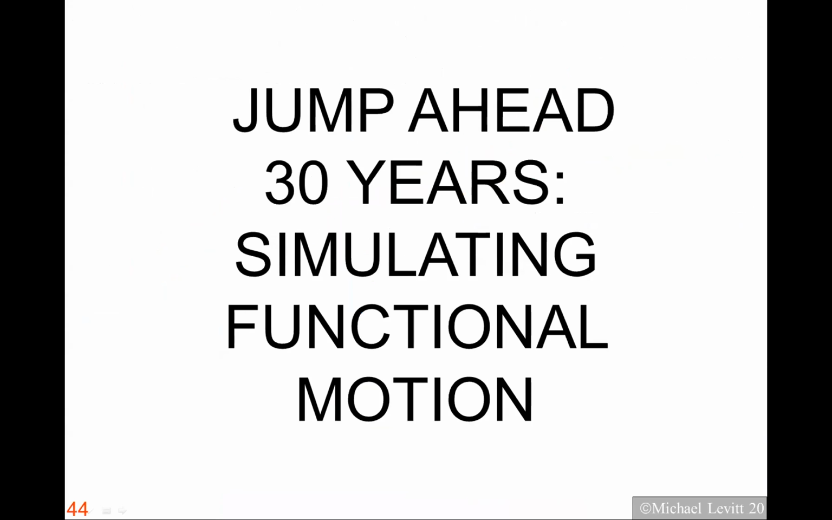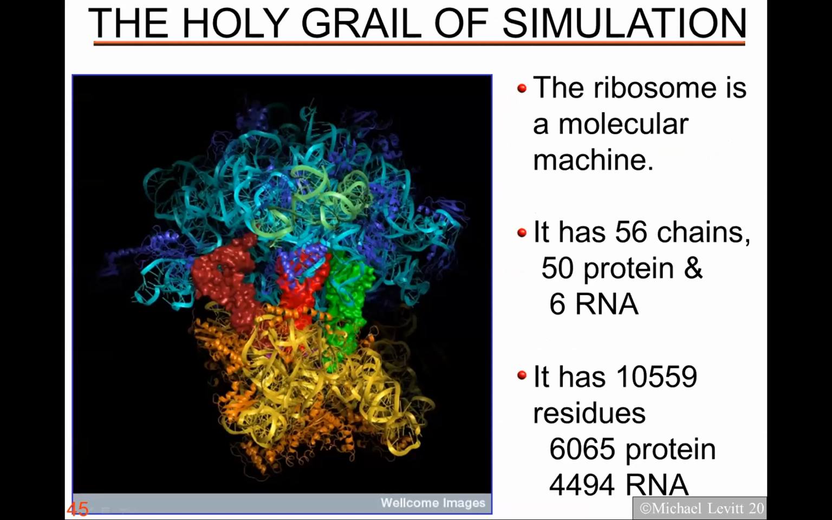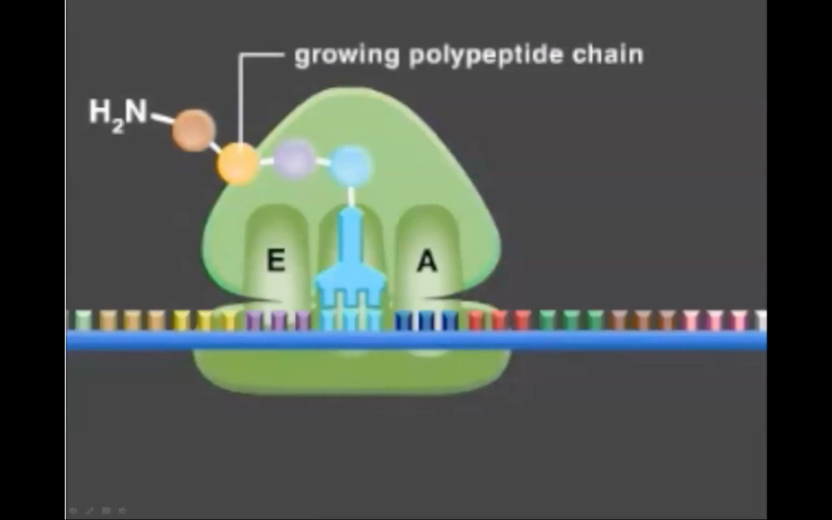I'm now going to jump ahead 30 years, from 1990 to now, to work we're actually doing now. And this actually involves simulating functional motion. This is on the ribosome, a system that I think Ade or Nat will talk about next. Very large system, has as many residues as even large proteins have atoms, this number of protein residues, this number of RNA residues, and the molecule actually acts in a very simple way.